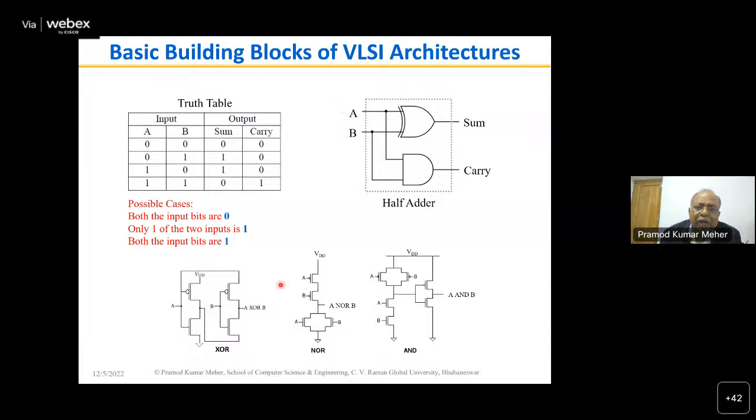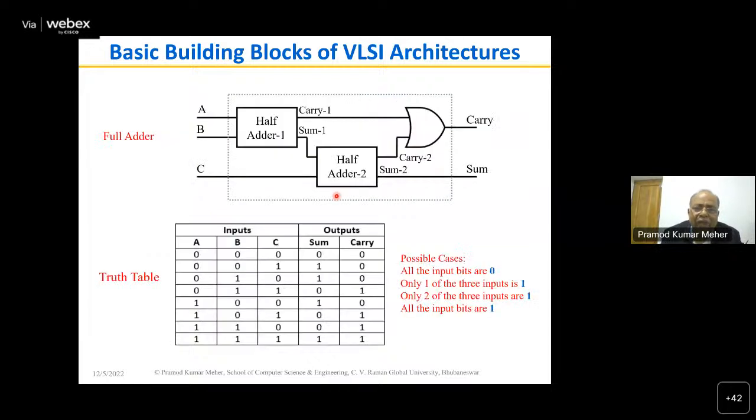The transistor equivalent will be there. Basically, your NMOS, PMOS, or CMOS transistors could be used to have these XOR gates, AND gates, different types of gates, and a half adder we can get using transistors.